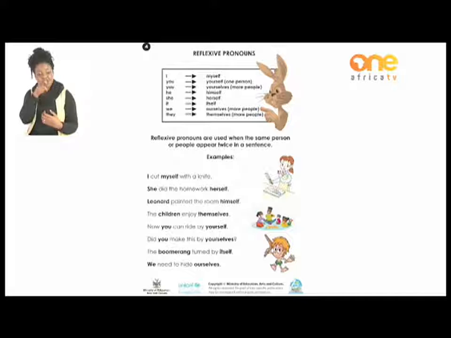He. When we are referring he to a reflexive pronoun, it becomes himself. She. When we have to refer it to a reflexive pronoun, it becomes herself. It. When we have to refer it to a reflexive pronoun, it becomes itself. We simply means we are in a group, we are many. So it becomes ourselves, and they becomes themselves.